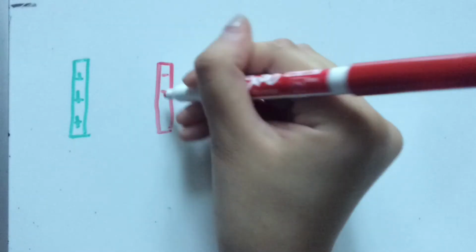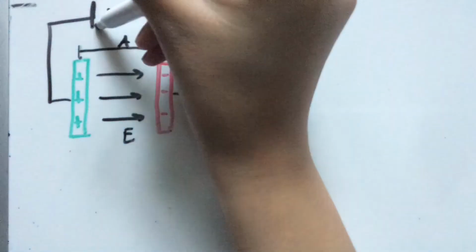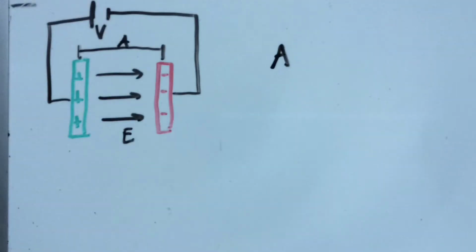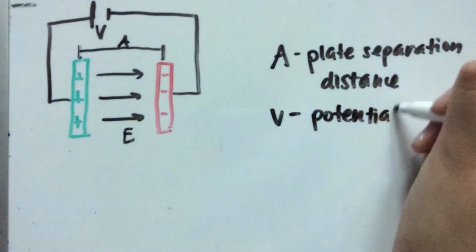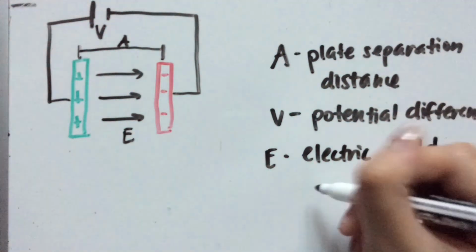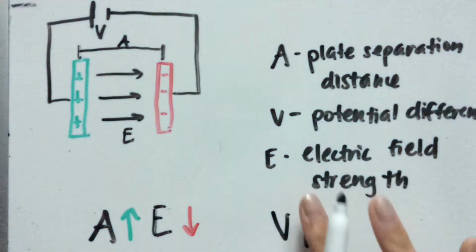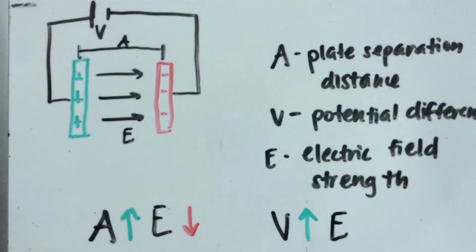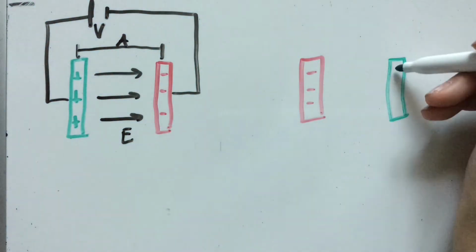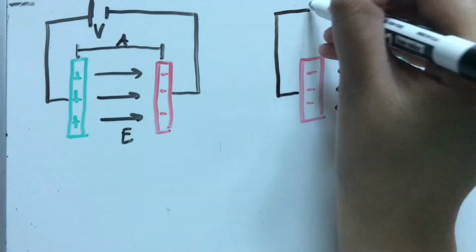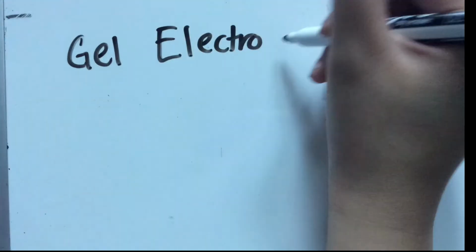So how do the characteristics of these plates affect the electric field? There are two factors that affect electric field strength: plate separation and voltage. As plate separation increases, the electric field strength decreases. In contrast, the electric field strength increases with the magnitude of the potential difference of a battery. The sign of the potential difference determines the direction of the electric field as the plates switch polarity. It is this electric field that enables gel electrophoresis.